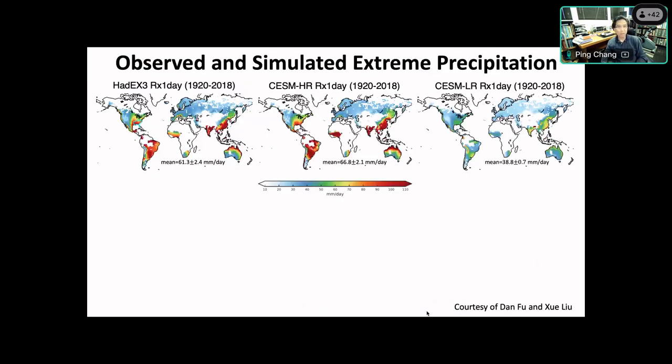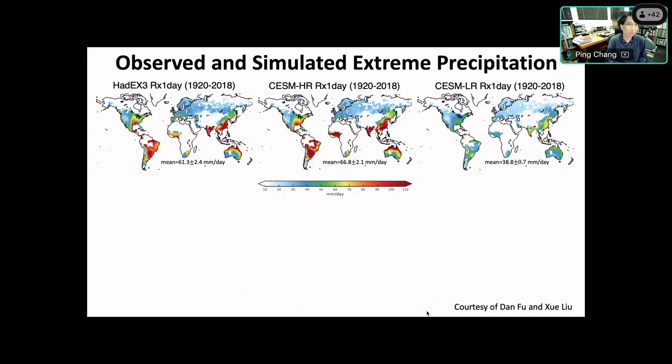So for today's talk, I'm going to be trying to focus on one of the current research we're doing, which is on the extreme precipitation. So we did quite a bit of analysis trying to understand the difference between the extreme precipitation in the high resolution model and the low resolution model. So I hope some of the analysis I'm showing you today can also be applied to your simulation.